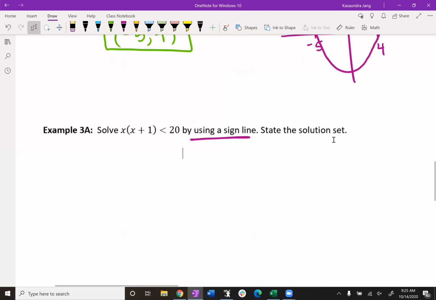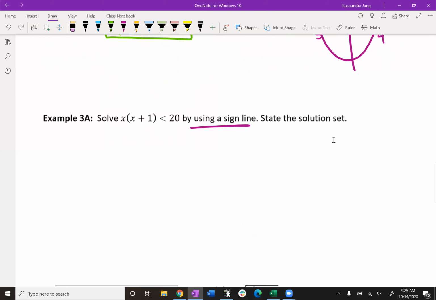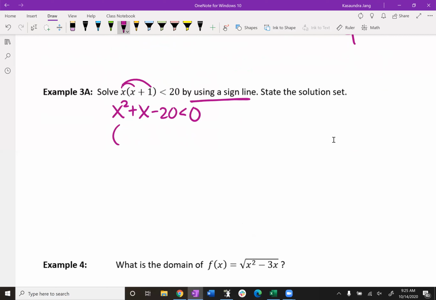I'm actually gonna start it like we did up here where I got that 20 on the other side. And I actually factored it, like I distribute my x, I subtracted the 20 over to have 0. I like the 0 there. Factor it just like we did before, which we had x plus 5 times an x minus 4, which is less than 0. And this gives me the same x values of -5 and 4. It just is going on the number line this time.